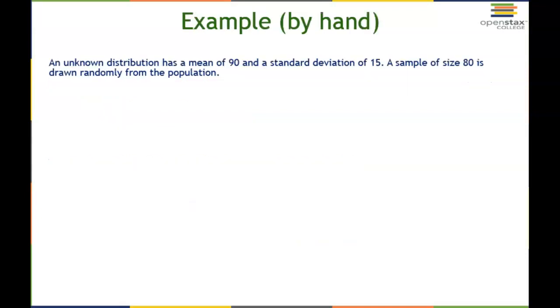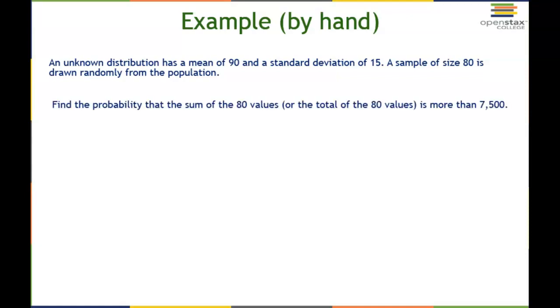Time to run through an example by hand first. There are some keys to figuring out what you need to use for the central limit theorem and specifically for sum. So let's look at the problem description first. An unknown distribution, remember that's key to using central limit theorem, has a mean of 90 and a standard deviation of 15. A sample size of 80 is drawn randomly from the population.